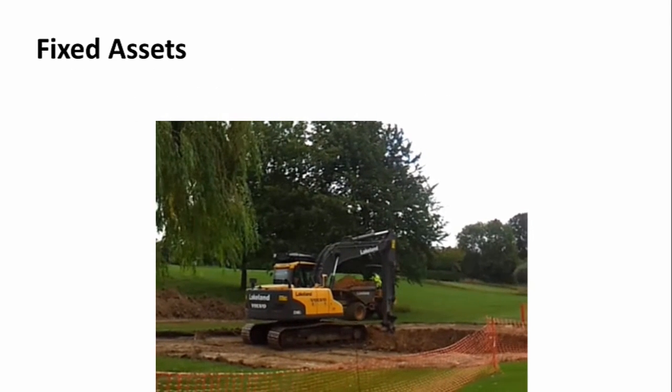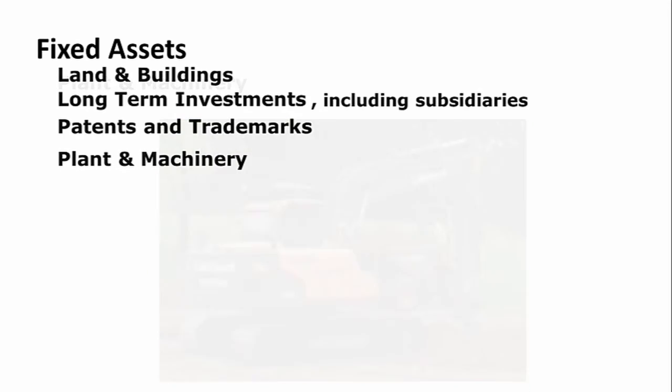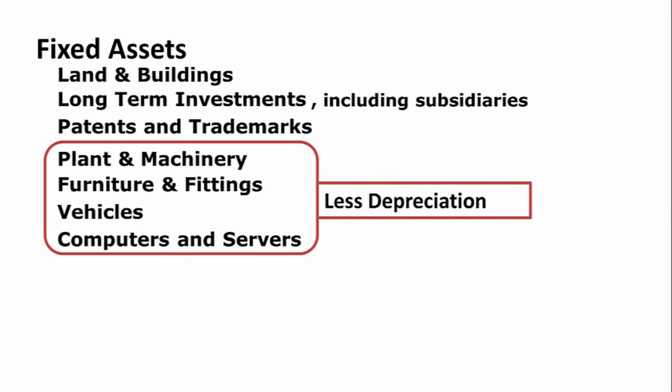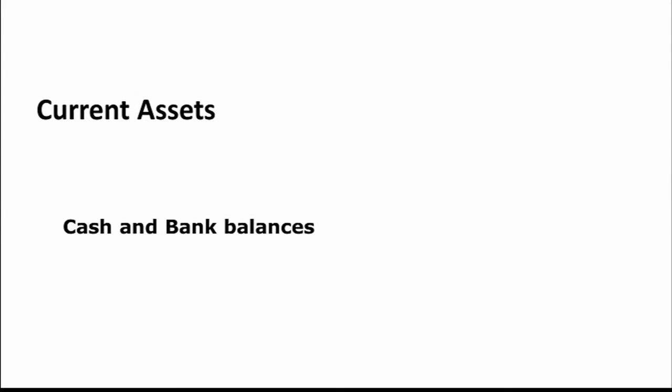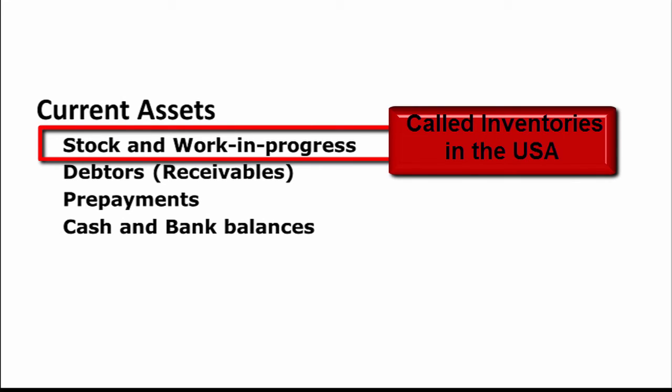Also, companies often have plant and machinery to meet their needs. Other fixed assets include furniture and fittings, vehicles and computers. The last 4 items are depreciated. Their value is lowered every year. In addition to cash, the current assets will often have stock and work in progress, accounts receivable, that is money owed to the company from customers, and other items such as prepaid insurance.